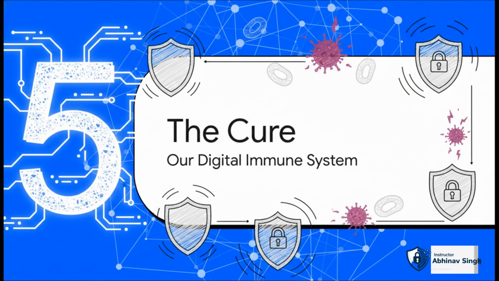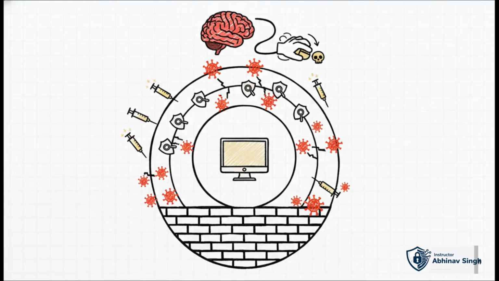Just like our bodies have an immune system, our digital lives have defenses too. This is the cure. Our digital immune system has a few different layers. Antivirus software, that's like your white blood cells, actively hunting down known threats. Firewalls are like your skin. They create a barrier to stop things from getting in. And software updates. Think of those as vaccines, patching up weaknesses before a virus can get to them.